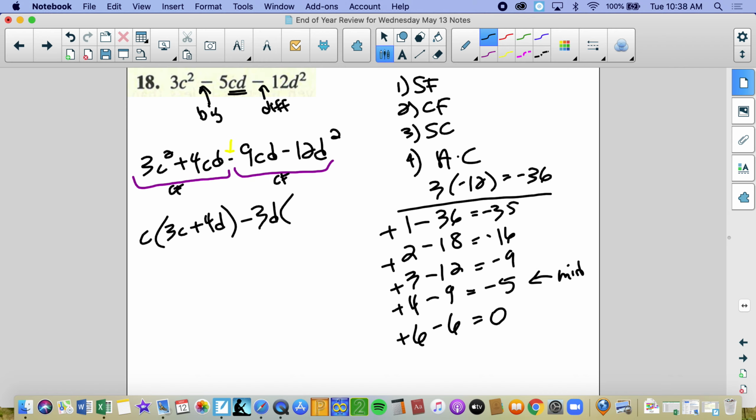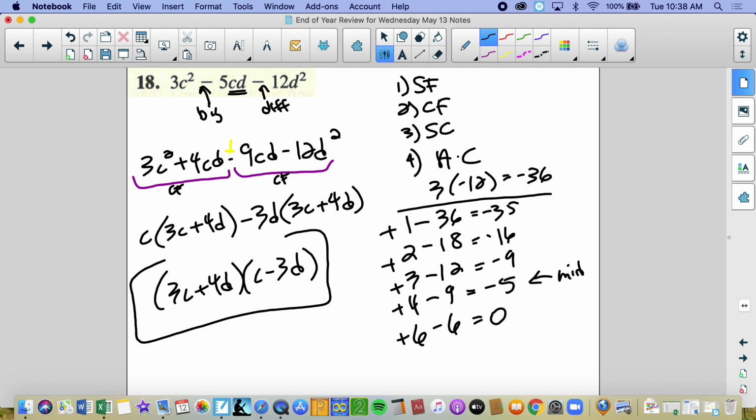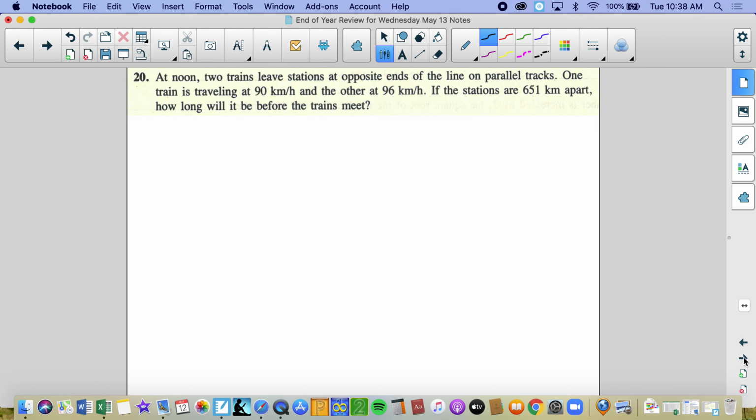I look at the coefficients, 9 and 12, and I look at the variables. So if I take out a 3d, I get 3c. If I take out a negative 3d, that's positive 4d. Good. And I know I did it right because what's in the parentheses are identical. And we get that as my solution: 3c plus 4d times the quantity c minus 3d. Nice. That's a good one.